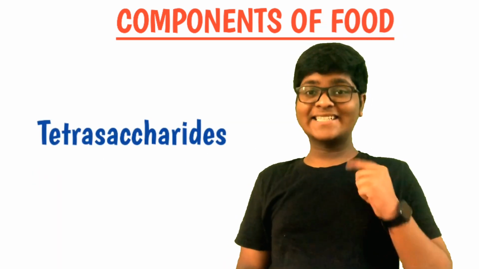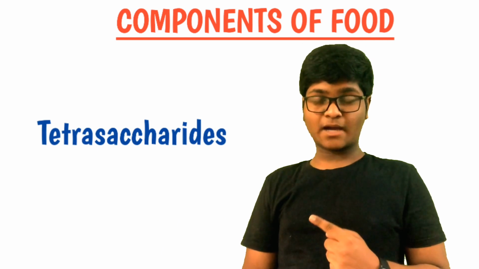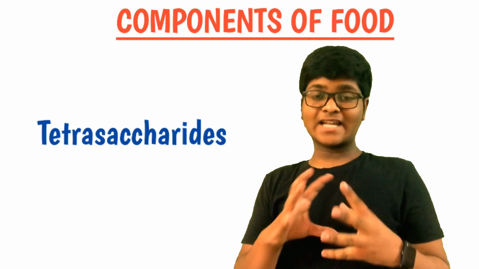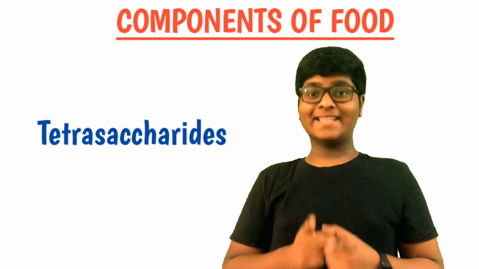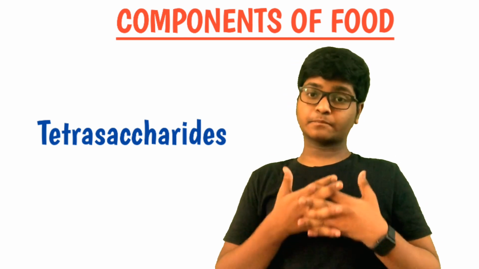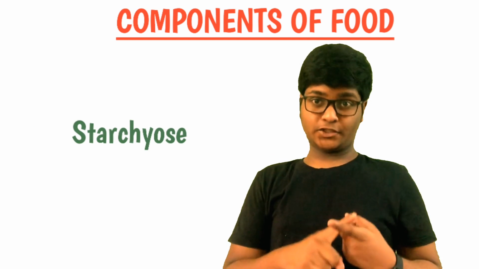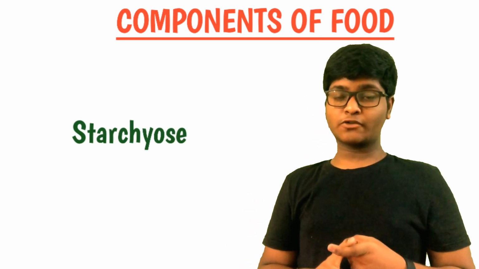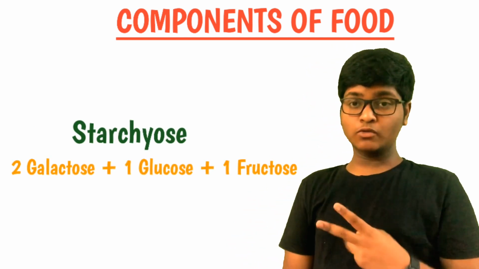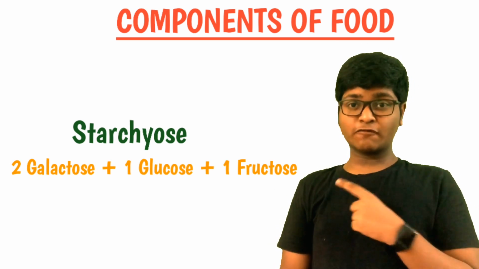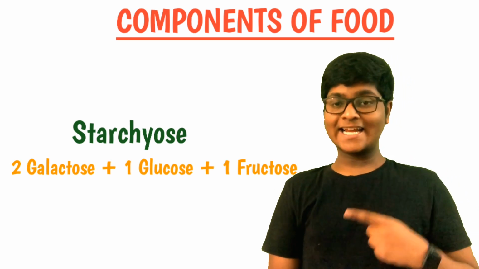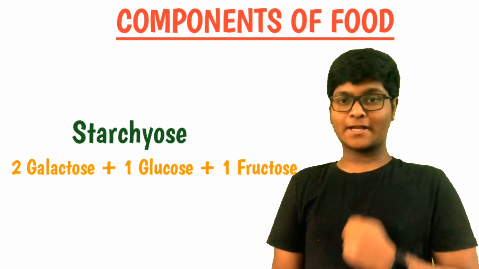Let us learn about the tetrasaccharides. Tetrasaccharides are the substances that, when hydrolyzed, form 4 sugar molecules, hence they are known as tetrasaccharides. For example, stachyose. Stachyose consists of 2 galactose molecules, 1 molecule of fructose and 1 molecule of glucose, and this forms a total of 4. Hence, it is known as tetrasaccharide.